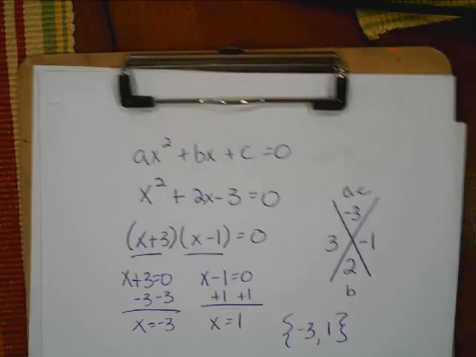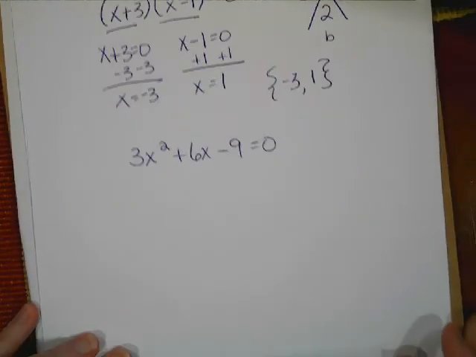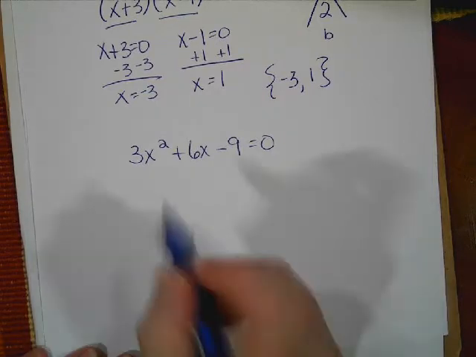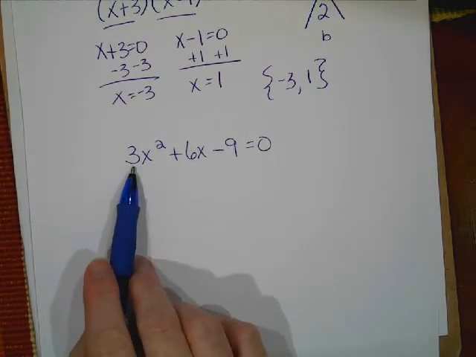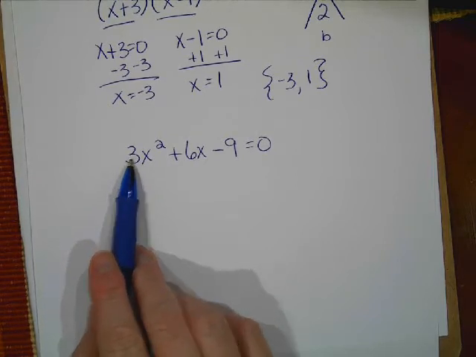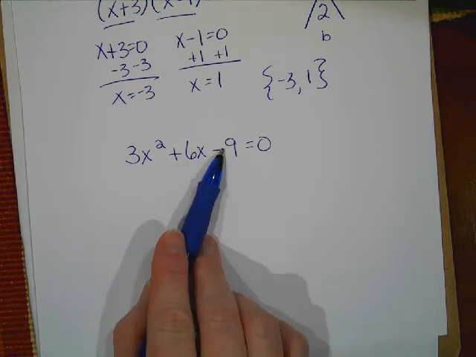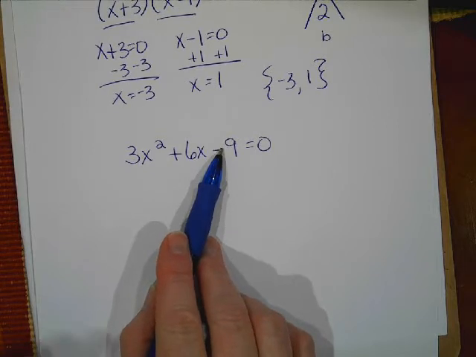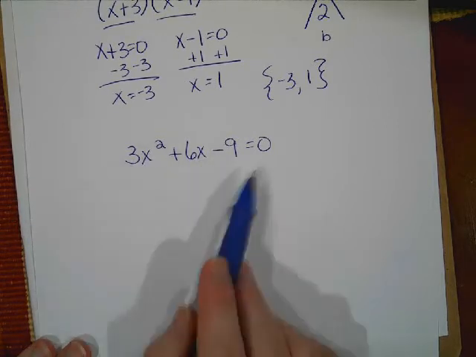Okay? All right. So here's another one. And this time, a does not equal 1. But wait a minute, 3, 6, 9. Wait, there's a common factor. I could factor out a value first.